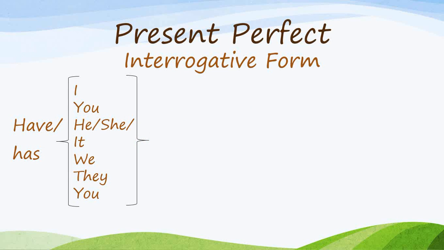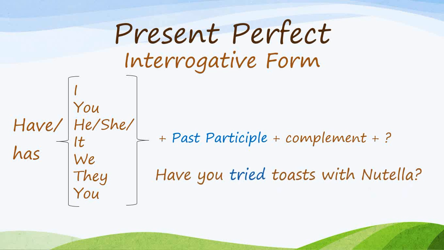Now, for the interrogative form, we switch the position of the auxiliary verb have and the subject. We have first the auxiliary verb to have plus the subject plus the past participle form of the verb plus the complement, and finally we have the question mark. As an example, we have: have you tried toast with Nutella?